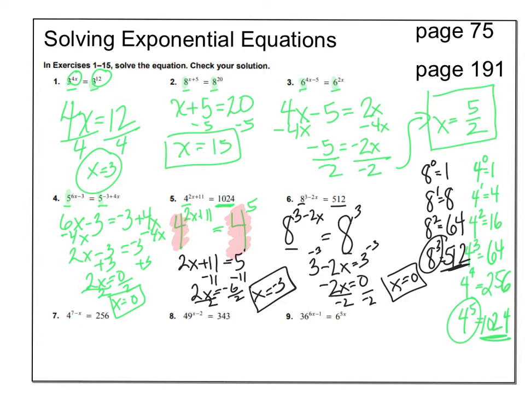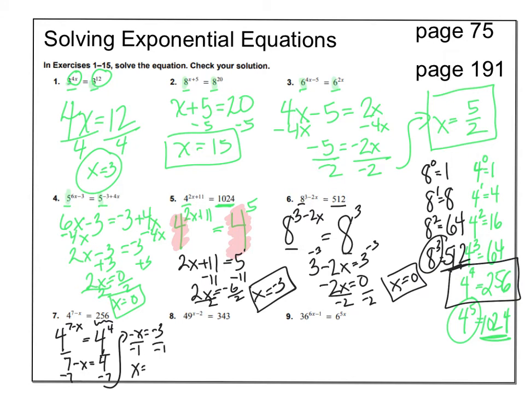Okay, moving right along. Can I rewrite 256 with a base of 4? Yes, over here it is. 4 to the fourth power is 256. So 4 to the 7 minus x is going to equal 4 to the fourth power. My bases are the same, so I can set my exponents equal to each other. 7 minus x equals 4. Subtract 7 from both sides. Negative x equals negative 3. Divide by negative 1. X equals positive 3.